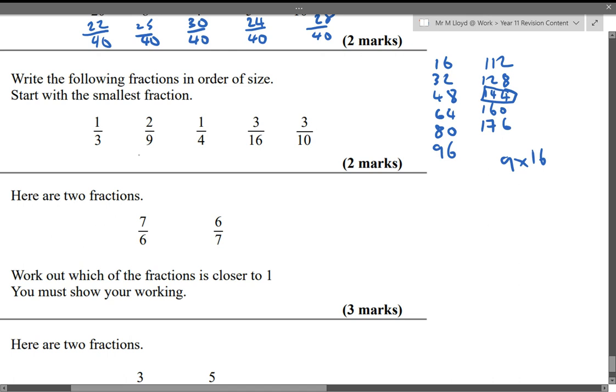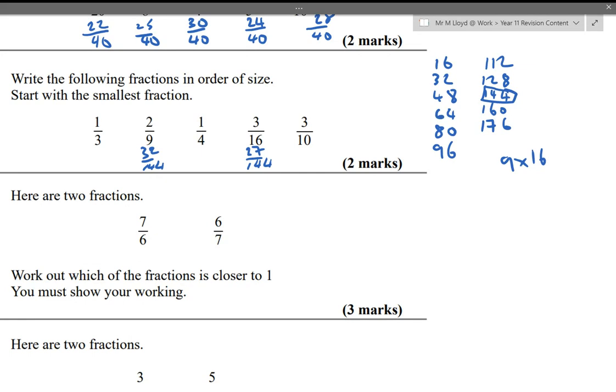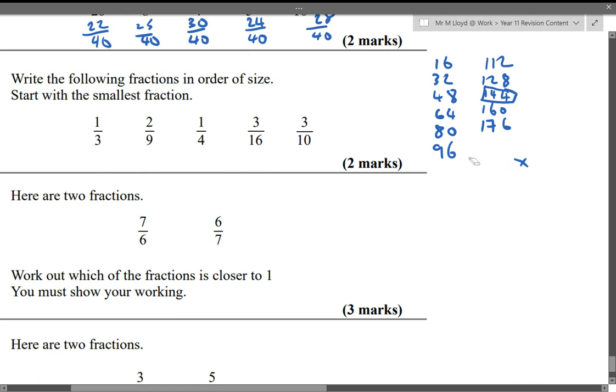Right, so times this by 16, that's going to be 32 over 144. Times this one by 9, that's 27 over 144. Oh, okay, I'm not keen on this. I don't like it. There is another way. There is an absolute other way, and you're going to have to be really good with this. It's turning them into decimals.